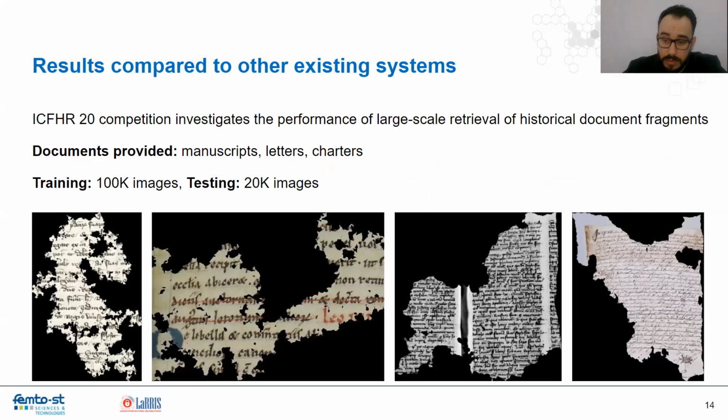Then to validate our system more, we participated in a second competition. This time, the ICFHR 20, the latest competition in this domain, which investigates the performance on very large-scale fragmented documents. Here we have fragments, and the dataset was very large, around 1,000 images for the testing and 20,000 images for the training. And we got the first position in this competition. Our system got the best result.